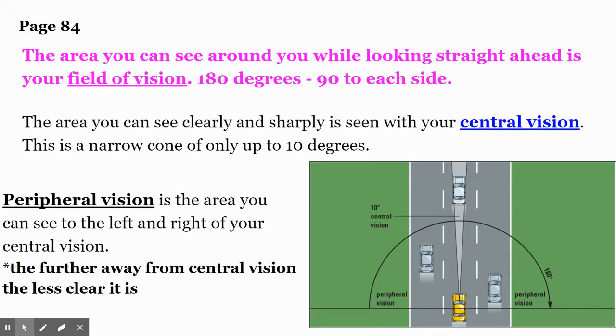The area you can see around you while looking straight ahead is your field of vision, 180 degrees. You can see on the diagram there. The area you can see clearly and sharply is seen with your central vision. This is a narrow cone, only up to 10 degrees, so pretty much straight ahead in front of you. Your peripheral vision is the area you can see to the left and right of your central vision. The further away from the central vision, the less clear it is. So your peripheral vision is off to the side, which you'll be tested on when you get your learner's permit.